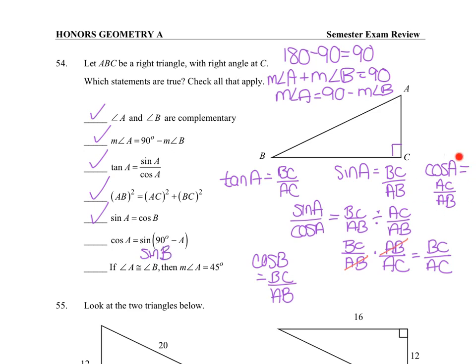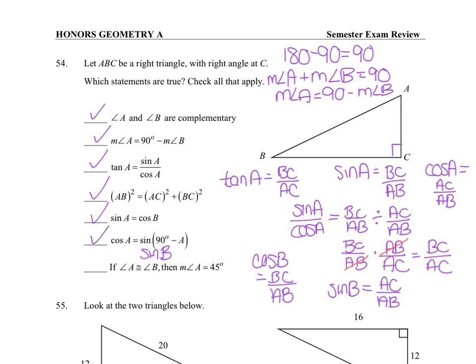We know cosine of A is AC over AB. So now we just need to find what sine of B is. So sine is opposite over hypotenuse from this angle. So AC over AB. So therefore we have cosine of A, which is AC over AB, equals sine of B, which is AC over AB. That is a true statement, so we're going to check mark it.